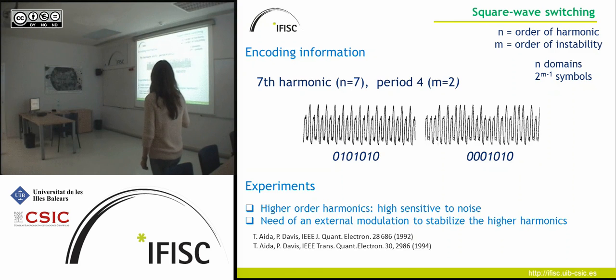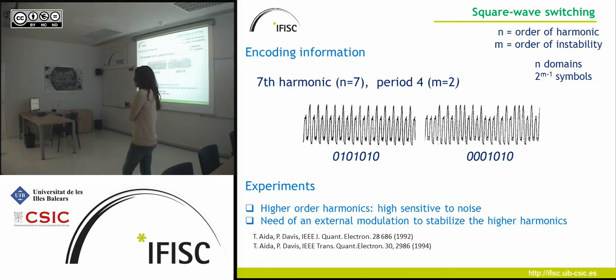This is an example. This was demonstrated with several experiments using an electro-optical device, and it was found that higher order harmonics were very sensitive to noise. But one could also use an external modulation to impose the desired period. And doing this, these harmonics were stable.